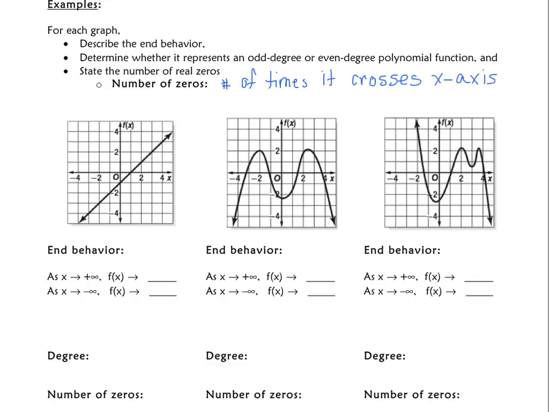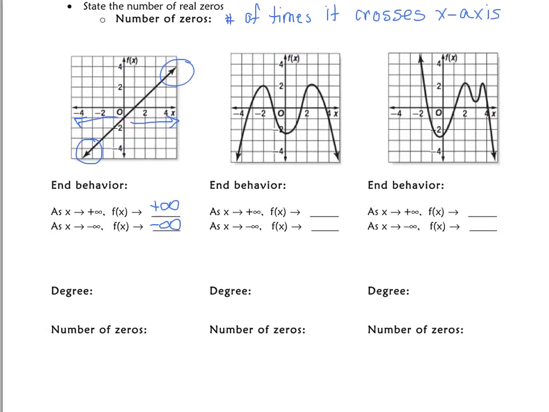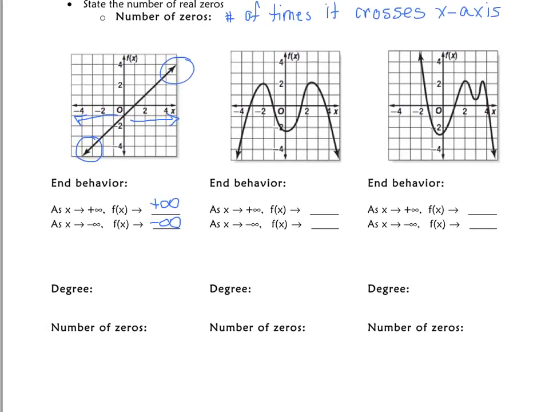Okay, so first thing, let's do end behavior. So we actually have one of the examples I gave in the first one. It's a line. So as x approaches positive infinity, as you look to the right, what is the graph doing? It's approaching positive infinity. And as x approaches negative infinity, you're going to the left. What is the graph doing? It's going down. So that's negative infinity. Now, is this an even or odd degree function? It's a line, so we could see that it's an odd function.